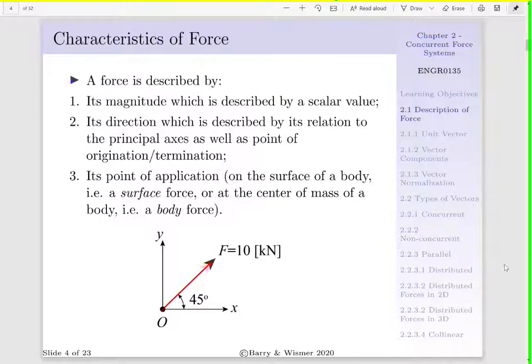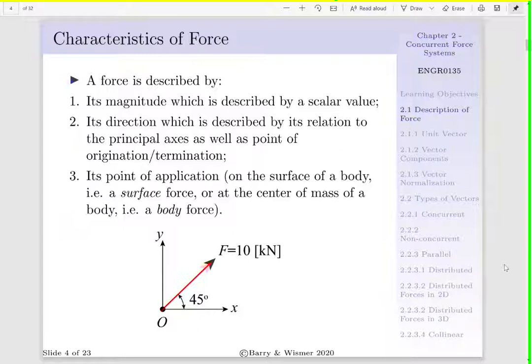Now when we talk about a force, first and foremost it's described by a scalar value which denotes its magnitude. In the figure shown below, we have a 10 kilonewton force. Now, knowing its scalar value is not enough. We also have to know its direction, which is described in relation to the principal axes. That is, this force is acting 45 degrees above our x-axis, as well as our point of origination or termination. This vector is starting or originating at the origin.